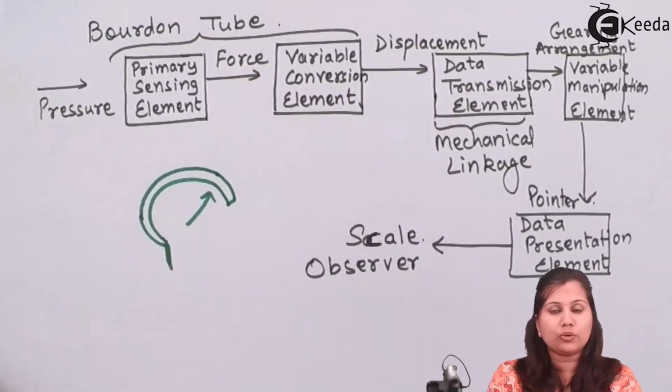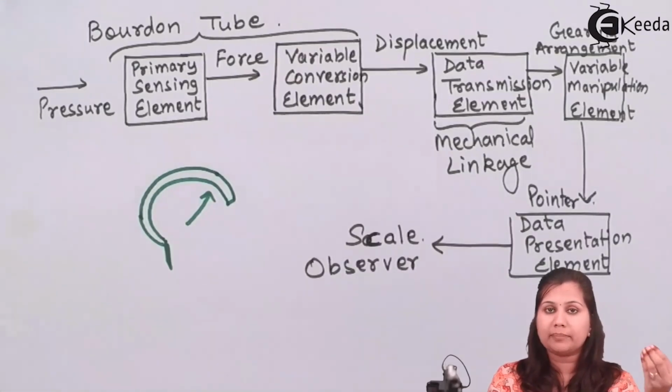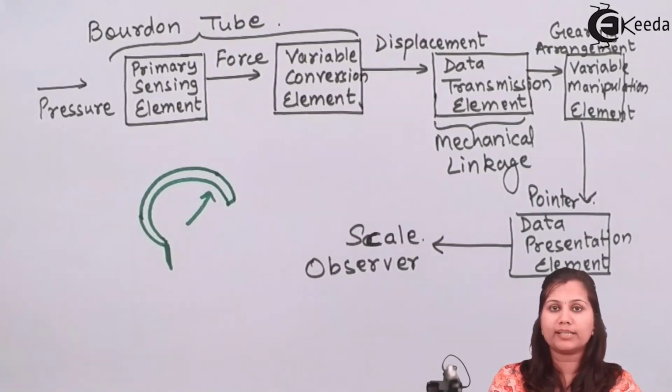So in this video, we studied the different elements of a generalized measurement system. What is a measurement system? What are the various functional elements? Then we studied the function of those elements, and in the last, we studied an example of a pressure measurement system.